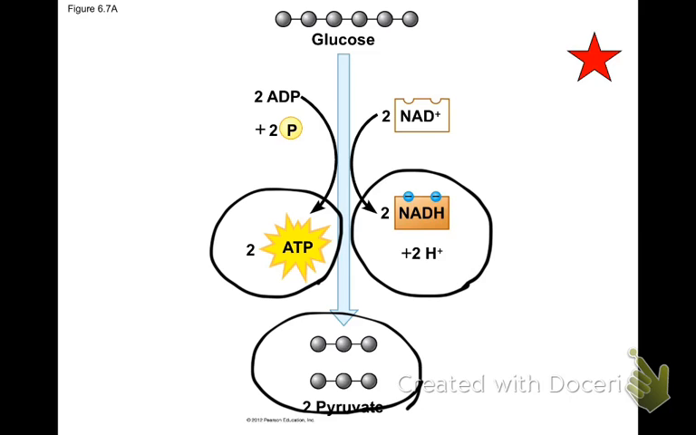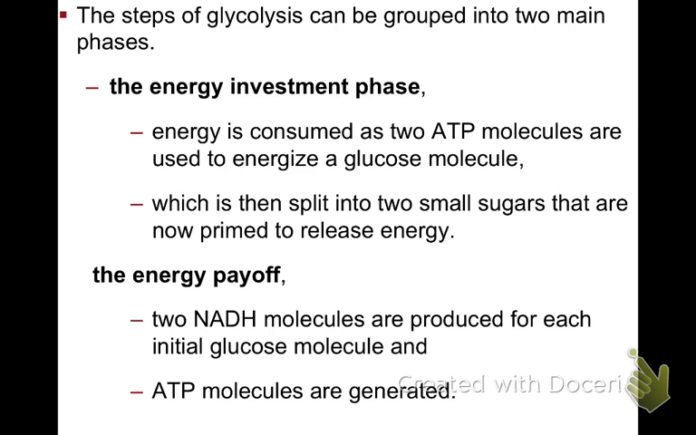Okay. Now, for this whole process to start, it is divided into 2 parts. It's called the energy investment phase and the energy payoff phase. In the investment, it consumes 2 ATP molecules, which is used to kickstart the whole process or energize the glucose molecule to start the whole process. In the payoff, what happens is I get 2 NADH molecules and ATP molecules are also generated in the process. Okay.